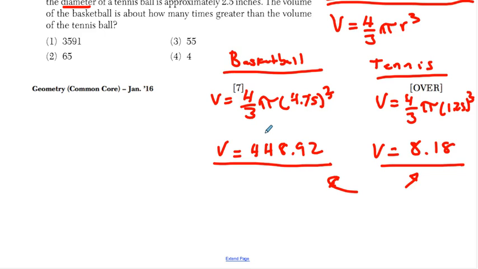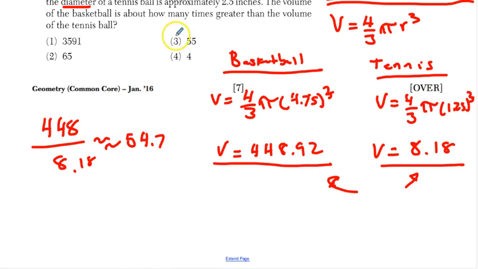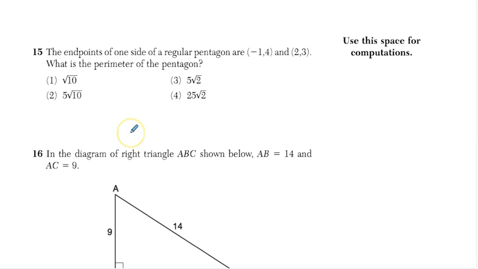We're going to take 448, and we're going to divide that by 8. I'm just rounding here, 0.18. Sorry, I'm not being super accurate on this question. I apologize. And what you get is about 54.7 or 55. Sweet. Easy.